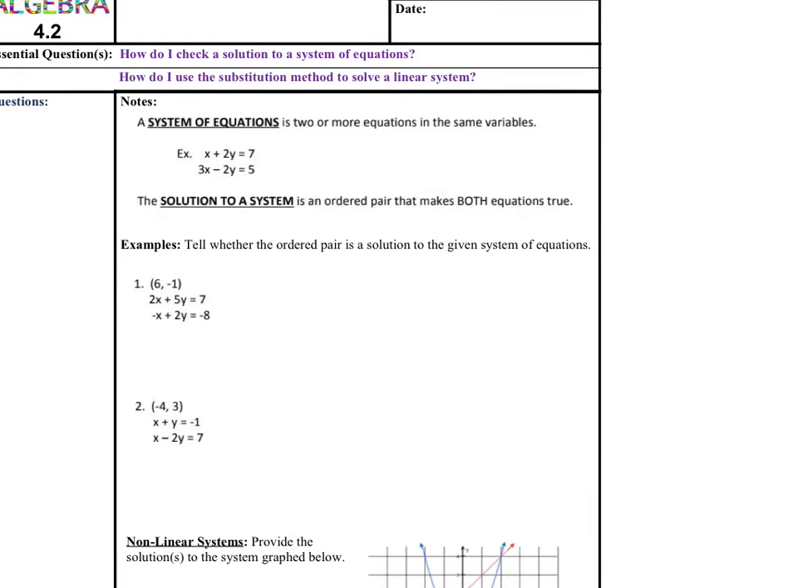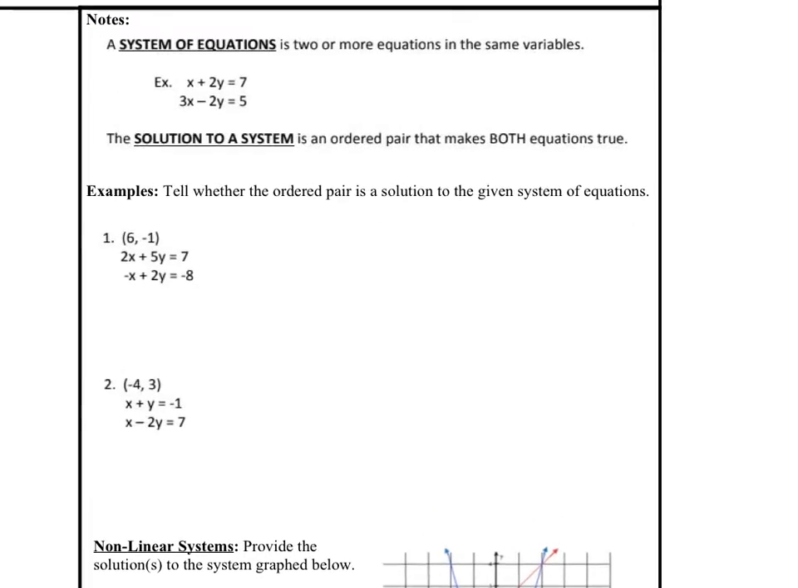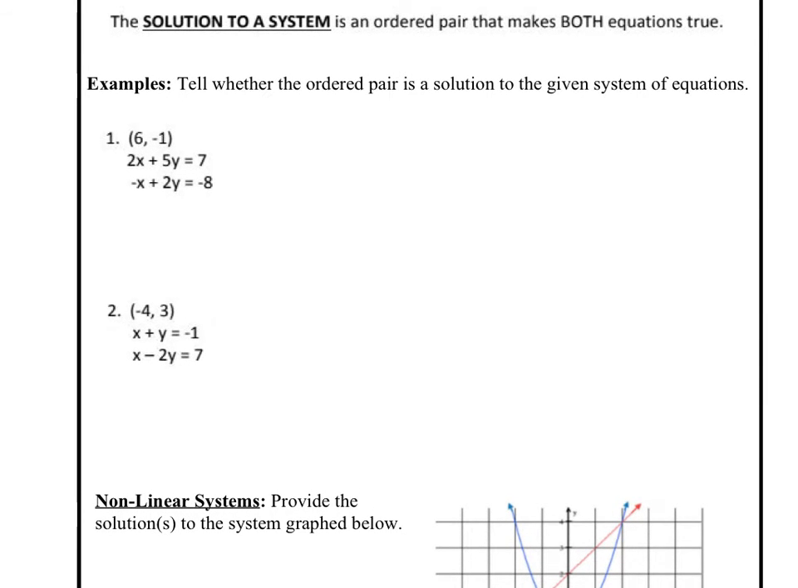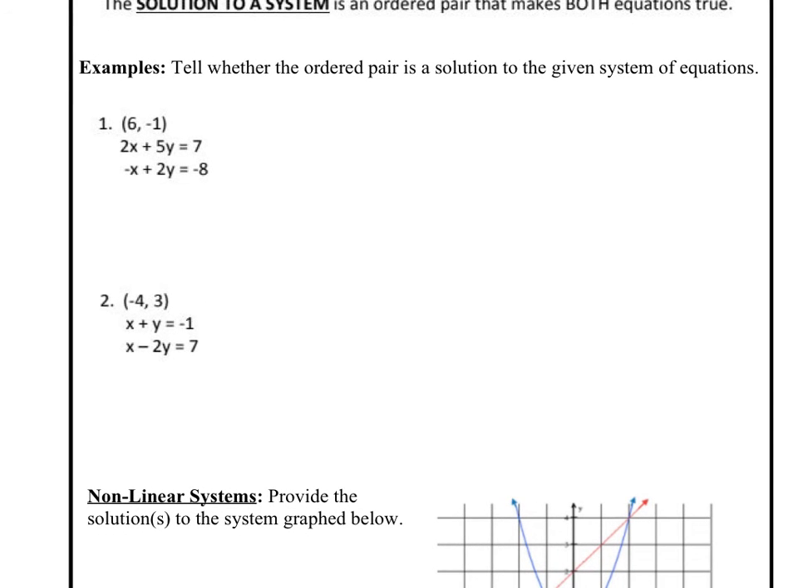This first example, you're going to tell whether the ordered pair is a solution to the given system of equations. So we're going to start with this top one. This is 2 problems, so if you want to draw a line just to tell them apart, I'm going to do that for my sanity. You're checking to see if (6, -1) is a solution to the system that's right below it.